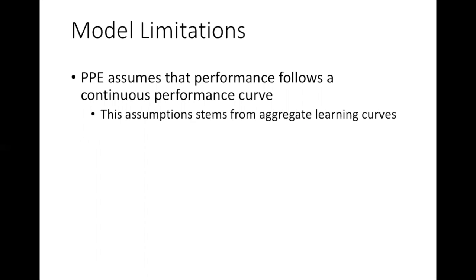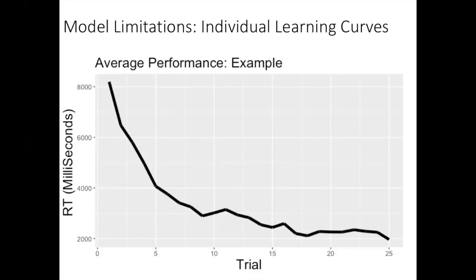Although the predictive performance equation has been validated across a wide range of both real-world and laboratory studies, one of its limitations is that it assumes performance follows a continuous performance curve. This assumption stems from evaluating aggregate learning curves. An example of this can be seen here, where we look at the average time it takes individuals to solve novel math problems as a function of trials in an experiment, where we see, on average, performance follows a nice power law, and we see consistent improvement over time.